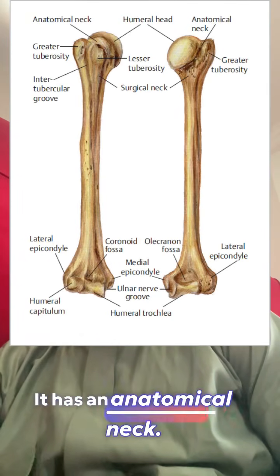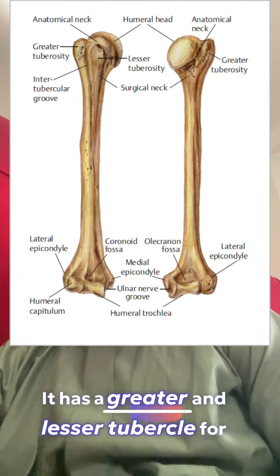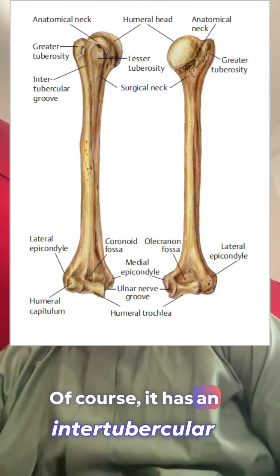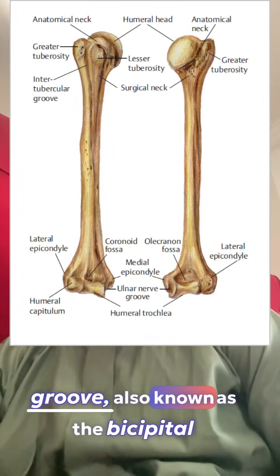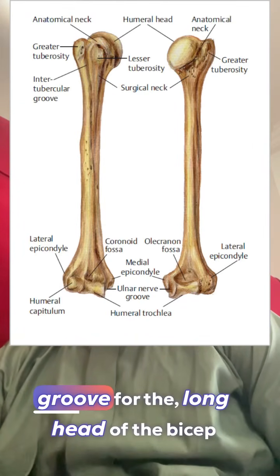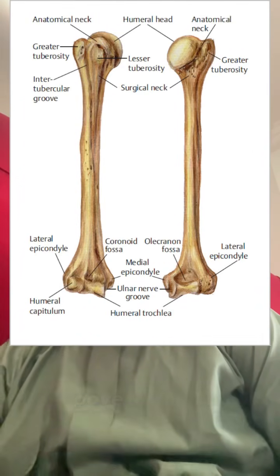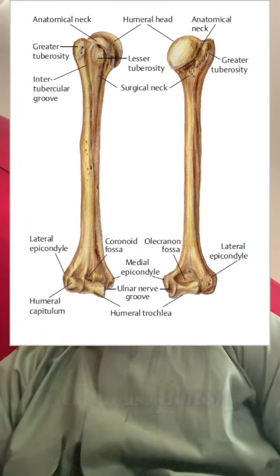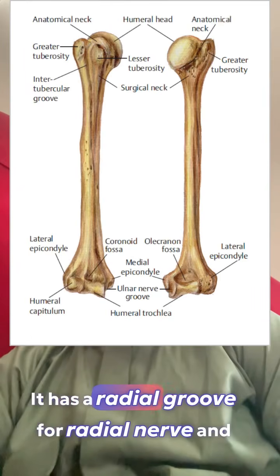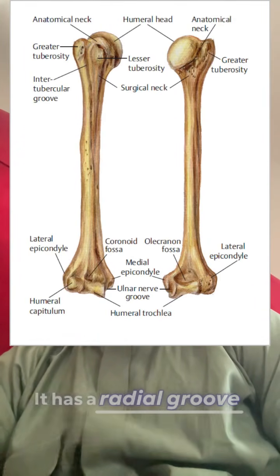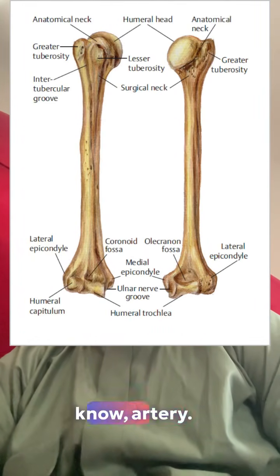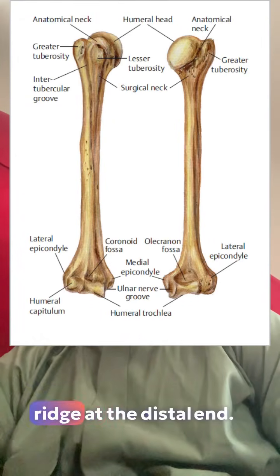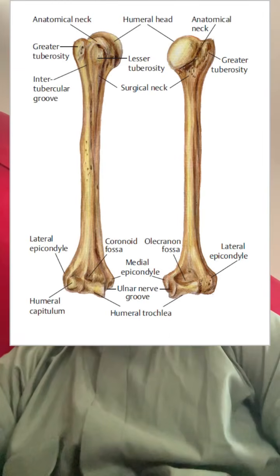It has an anatomical neck. It has a greater and lesser tubercle for muscular attachment. Of course, it has an intertubercular groove, also known as the bicipital groove, for the long head of the bicep tendon. It has a shaft. It also has a deltoid tuberosity for the attachment of the deltoid. It has a radial groove for the radial nerve and deep brachial artery. It has a medial and lateral supracondylar ridge at the distal end.